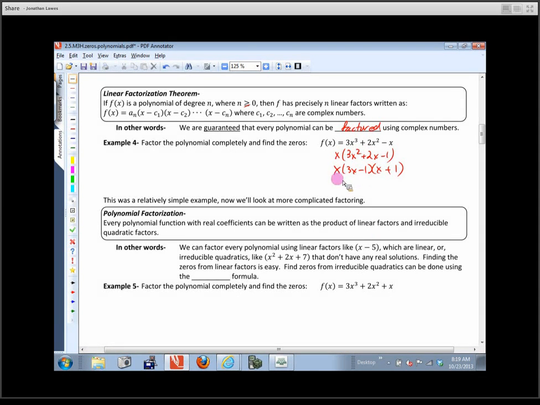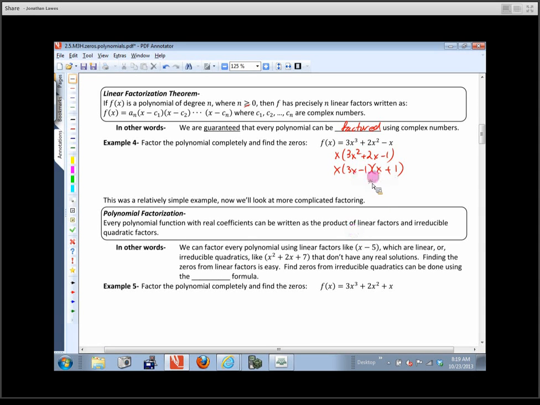Double check me. These two multiply to be 3x squared. These two multiply to be negative 1. This and this multiplies to be 3x. That multiplies to be minus x. So 3x minus x is positive 2x. So is this the correct factoring?